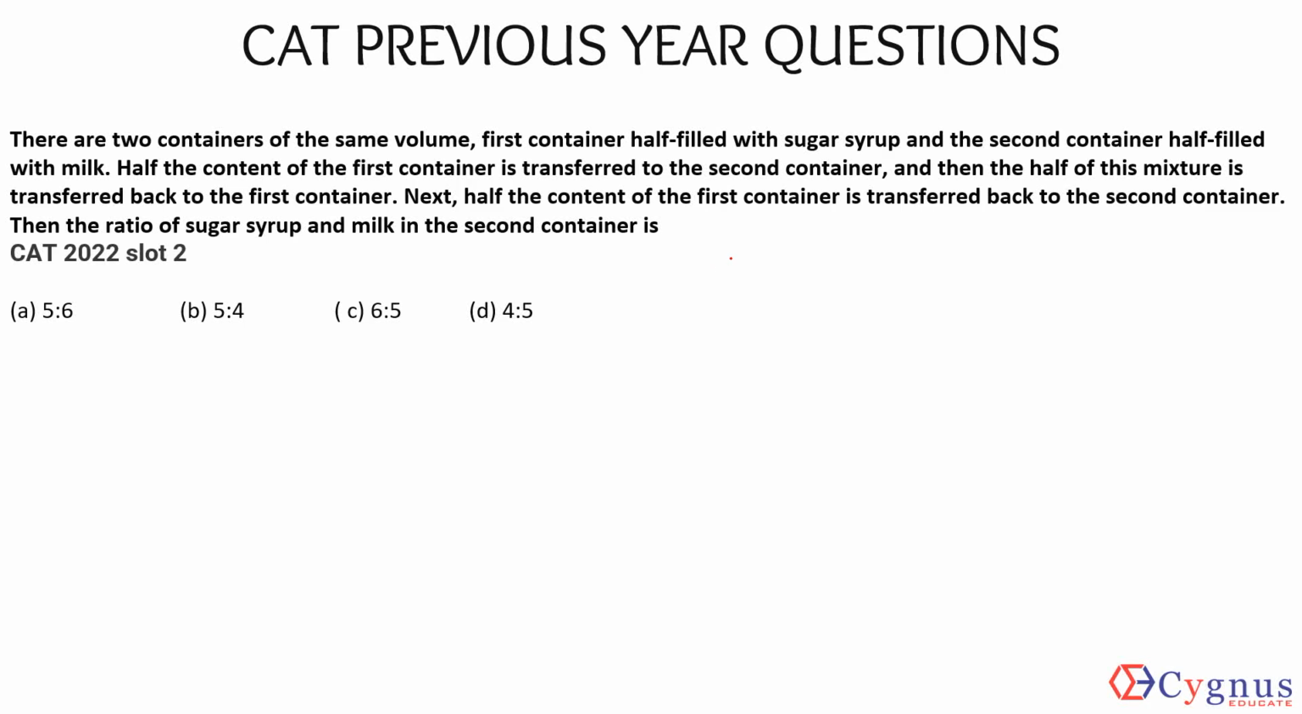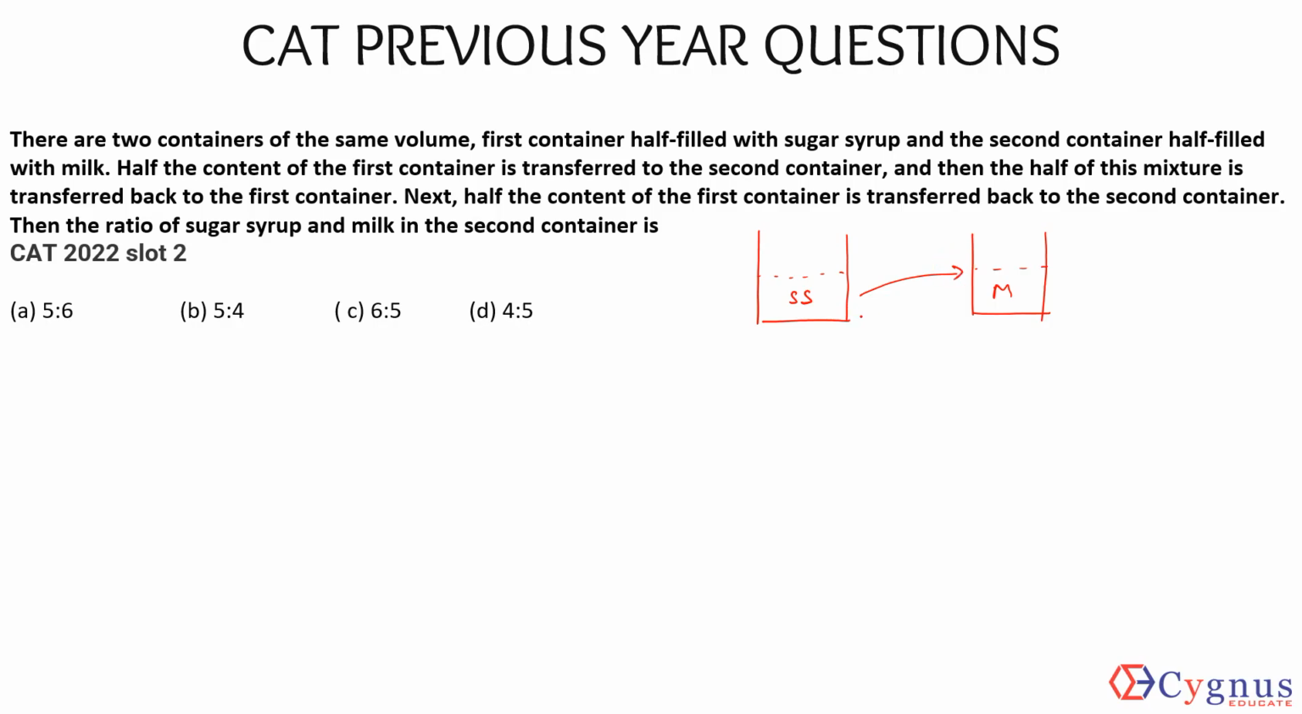There are two containers of the same volume. First container half filled with sugar syrup. Let's say this is the first container. This is half filled with sugar syrup. And the second container half filled with milk. We have milk only.